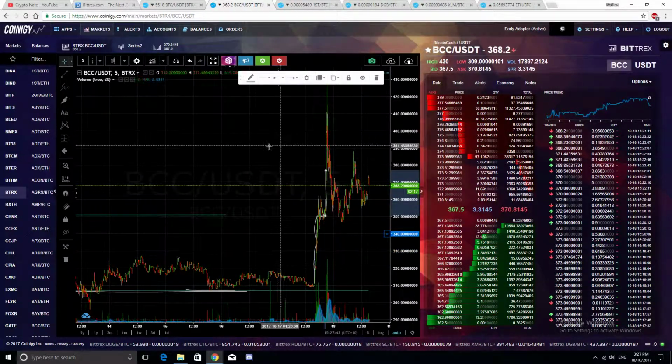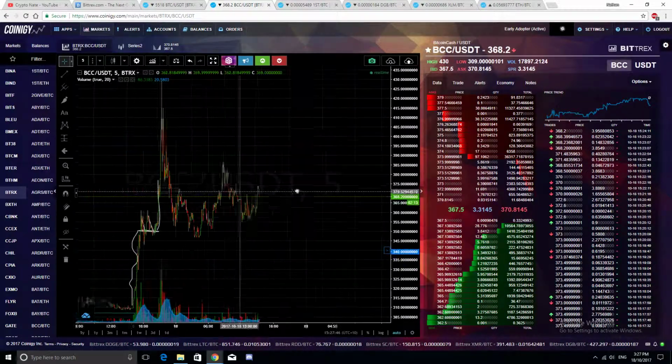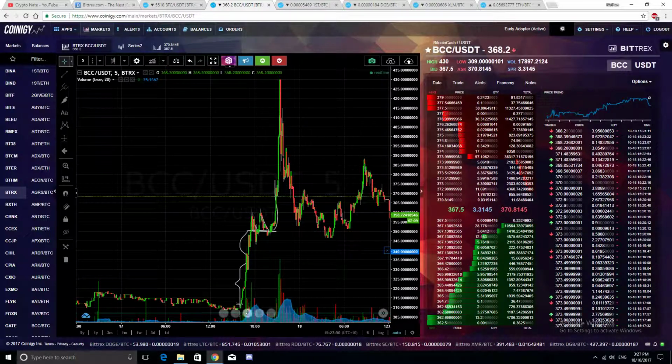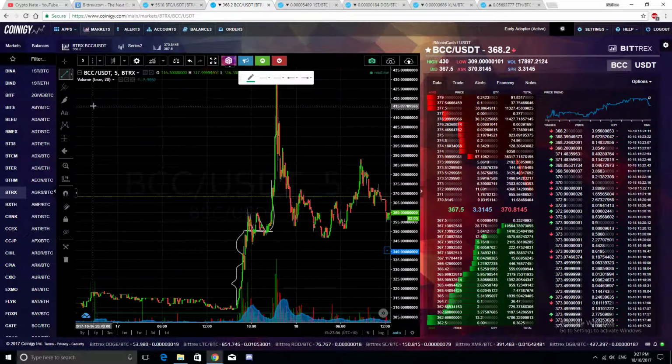I can't even see how high that went. Zoom out. It's gone pretty high. It's gone up at least 30% from this point right here. About 40, 50, 60%. About 40% I'd say overall.